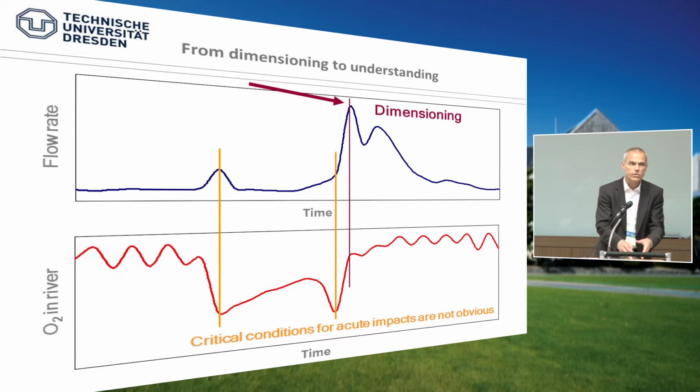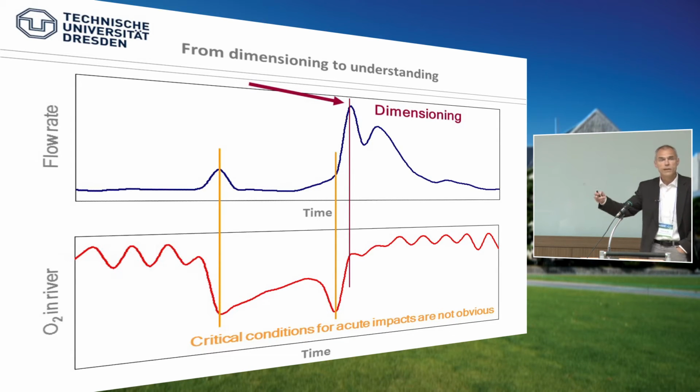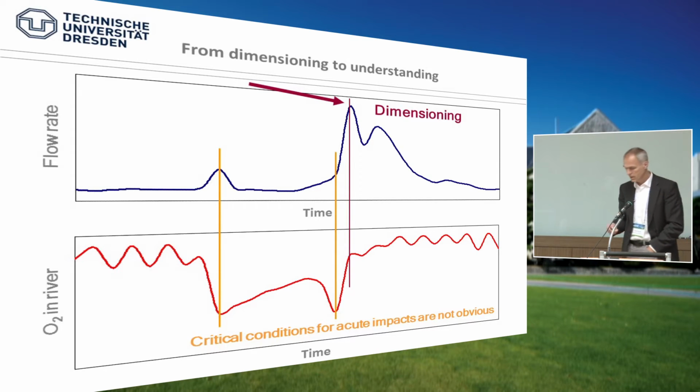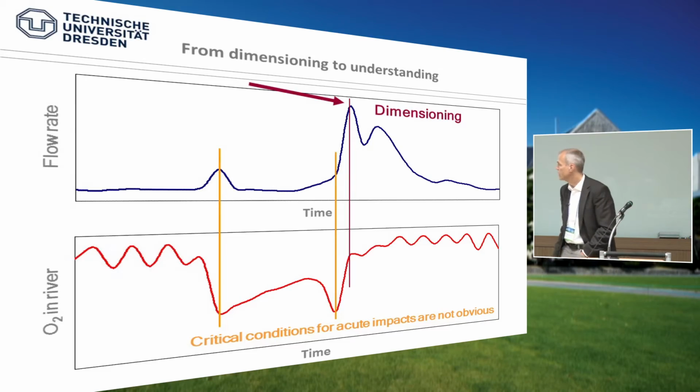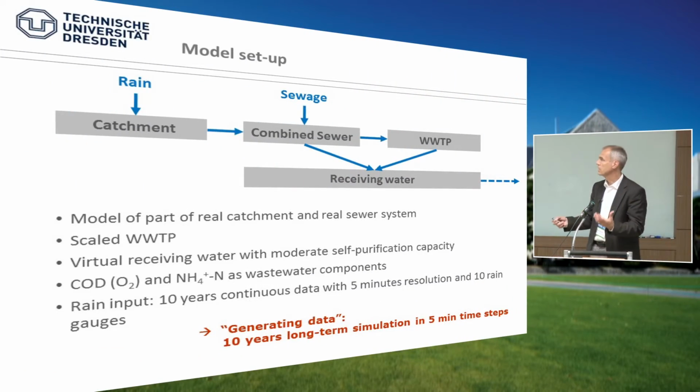It's not the case that the stronger the rain event, the stronger is the river impact in terms of either concentrations directly of pollutants or indirect effects such as oxygen depletion. So we must simulate in order to look at the complex system as such.